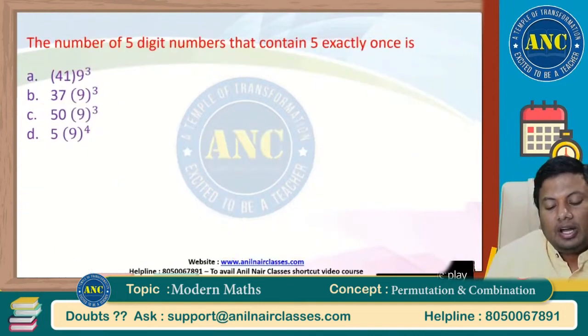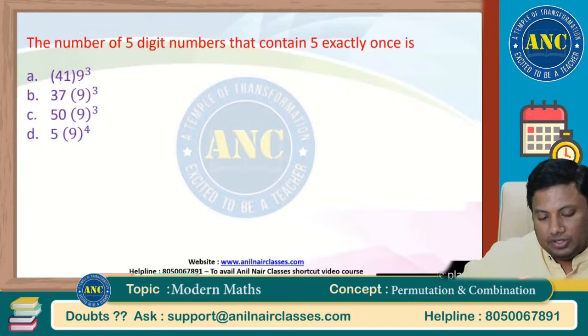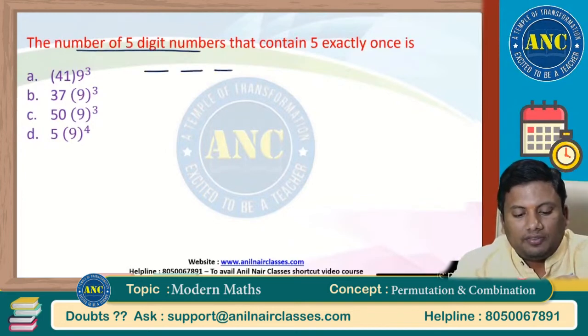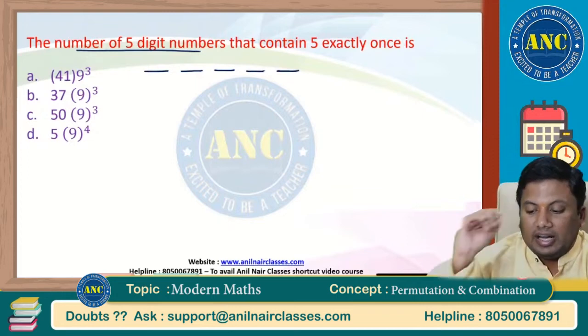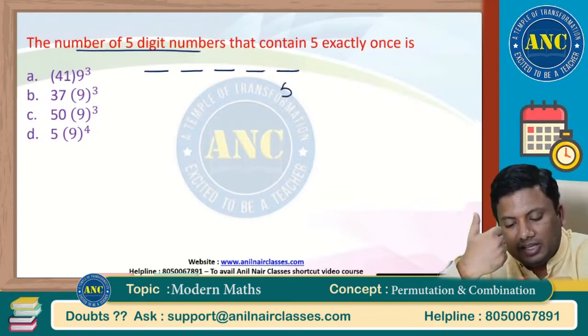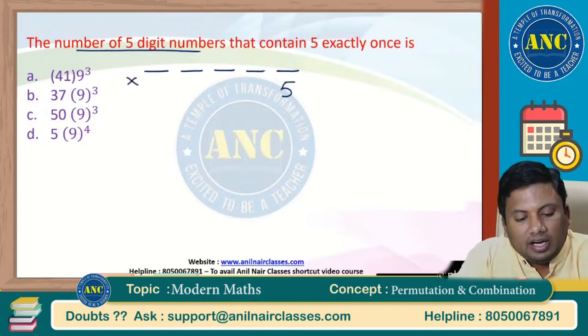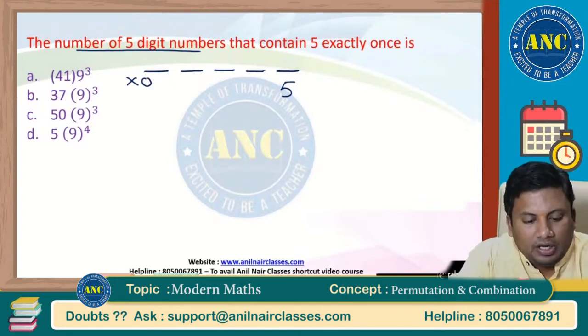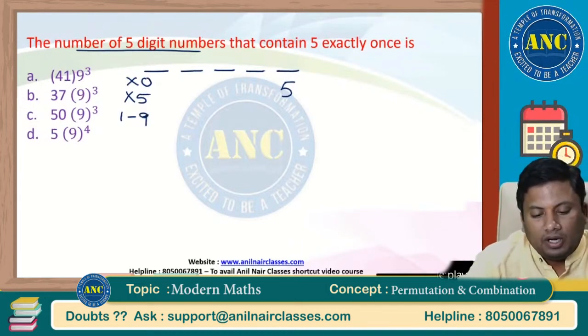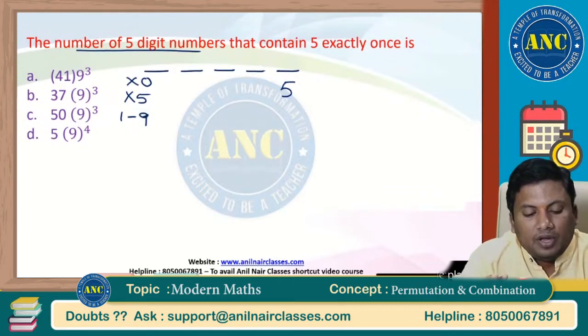Next question. Number of 5-digit numbers. I want 5-digit numbers that contain 5 exactly once. If 5 is present in the units place, here 0 cannot come. Here 5 cannot come. Here 1 to 9, any number can come.